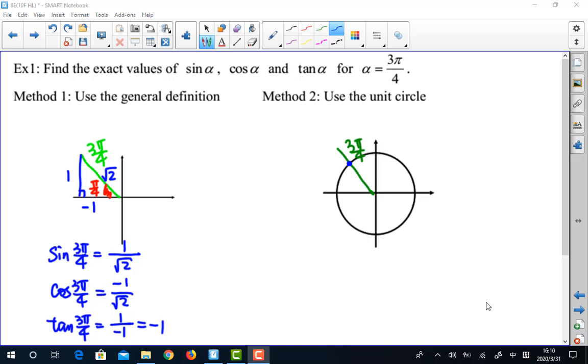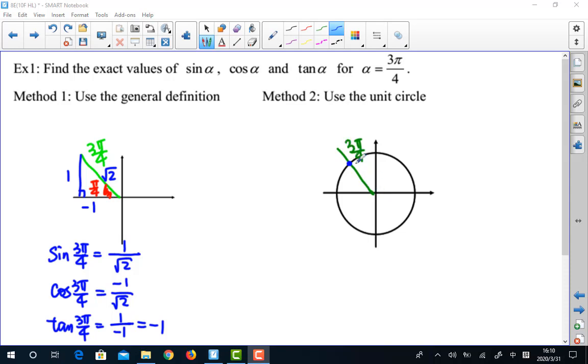Right now, let's look at how we can apply the unit circle in method 2 to find sine, cosine, tangent of 3 pi over 4. So the first step is the same as method 1. We still need to sketch 3 pi over 4, this angle, in the coordinate system. So 3 pi over 4 is here.